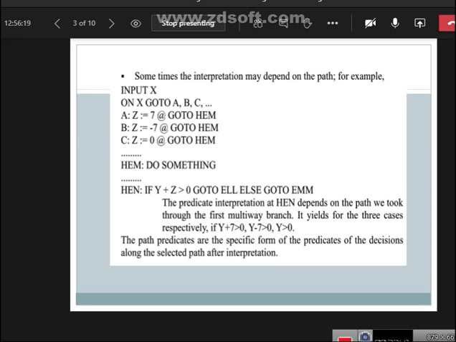We have not mentioned y here, but what they are saying is, if y plus z is greater than 0, go to ELL. ELL means another decision, otherwise go to EMM. Understand? If x plus y is greater than 0, go to ELL.